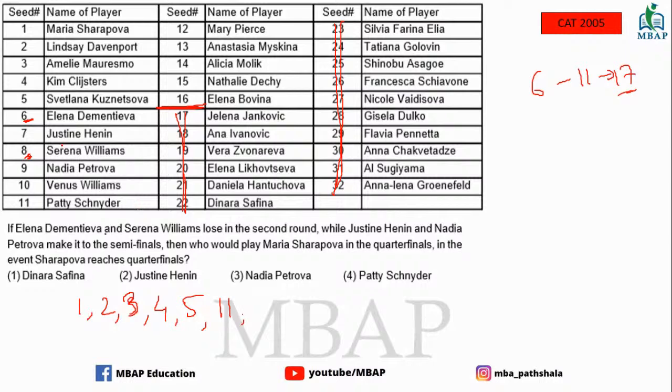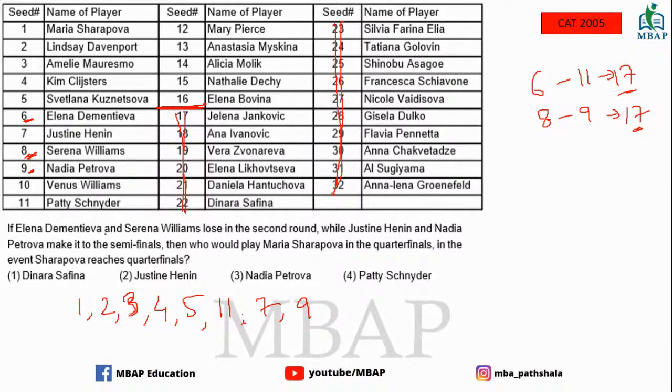Then if I also see that Serena, which is 8, and 8 is going to play against which team? 8 is going to play against 9, right? So 8 is going to play against 9, so that's again 17. So in terms of 7 it is going to be 7 only, but in terms of 8 it is going to be 9.